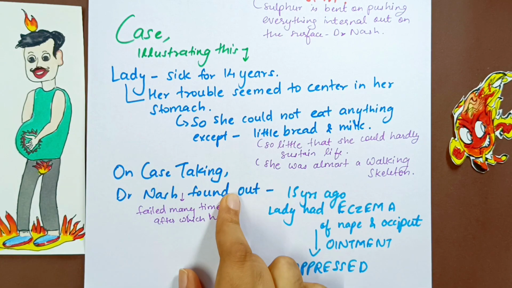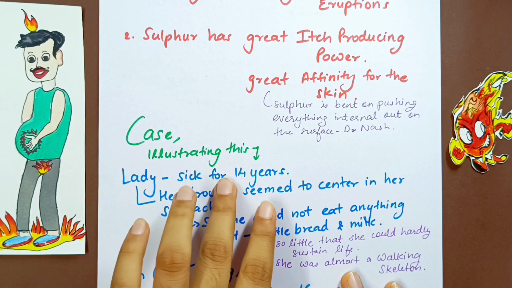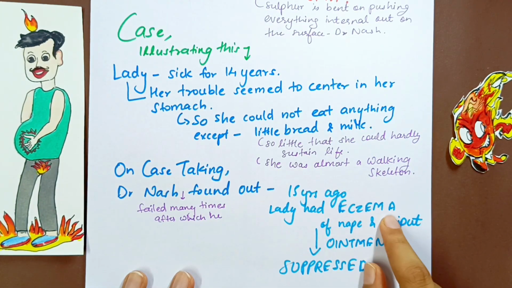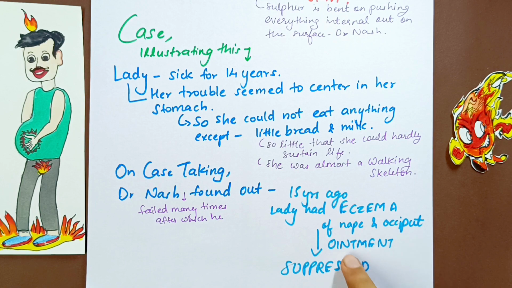After which he found out that 15 years ago, she has been sick for 14 years, and 15 years ago this lady had eczema of nape and occiput. Okay, eczema of the nape and occiput, and there was an ointment which she applied which suppressed this.